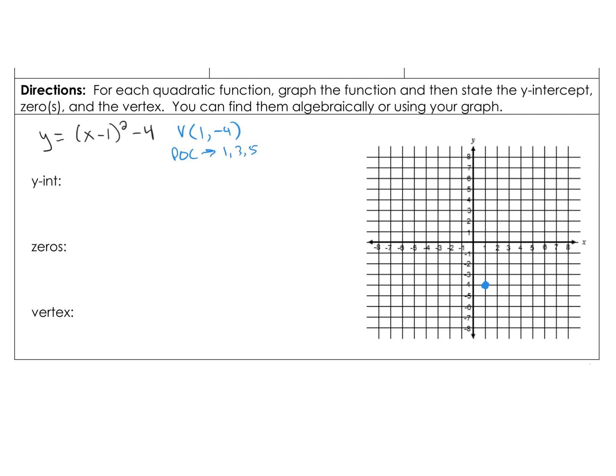So on my graph, I'm going to go over 1, up 1, over 1, up 3, over 1, up 5. I'm going to reflect those points across and get my parabola all done. And here's my parabola. Do your best to make it nice and curved. Now come over and find the things that you're asked for. The y-intercept, we can tell is right there. That's the point 0, negative 3.